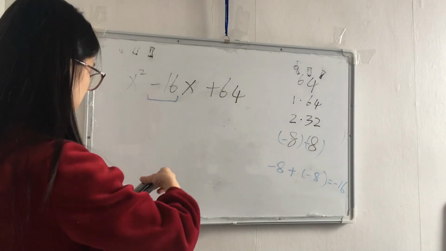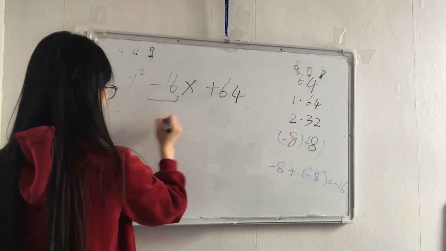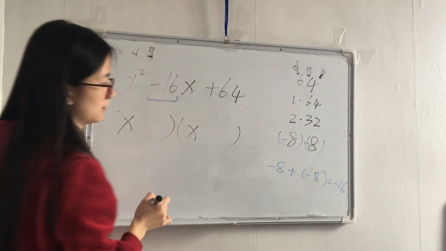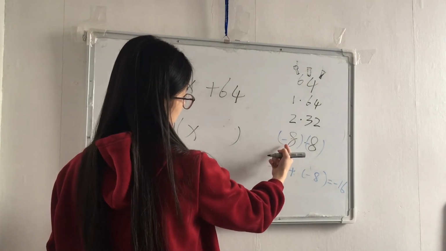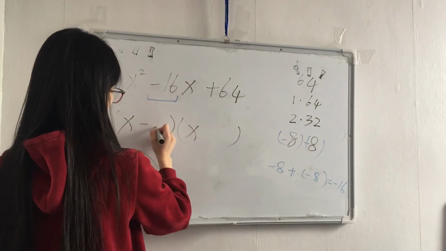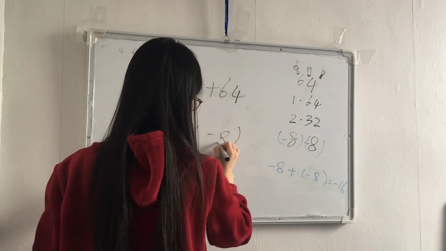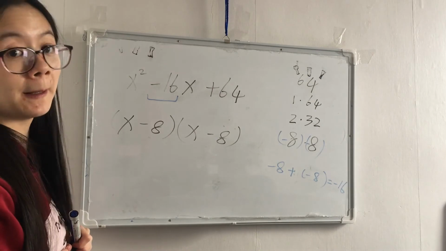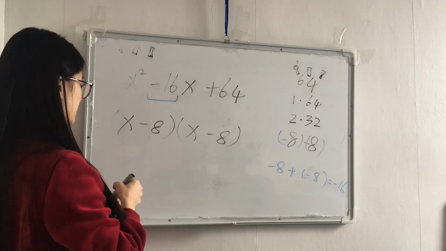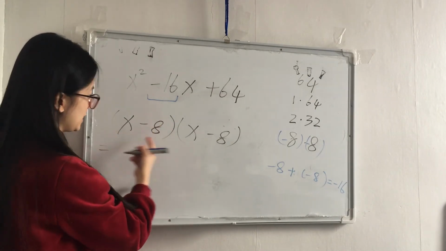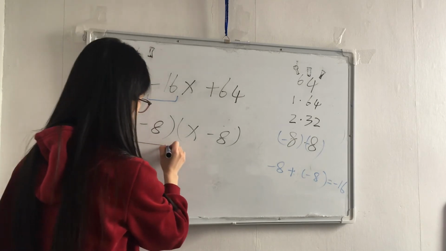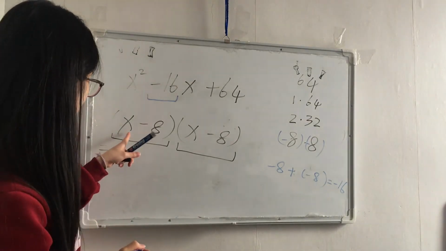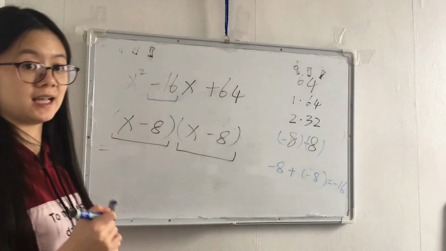So now we can write it in factor form. This, x and x. Okay? And then we choose a negative a and negative a. This is our factor form. And also we can write one more step because we see these two terms are the same, right? x minus a times x minus a.